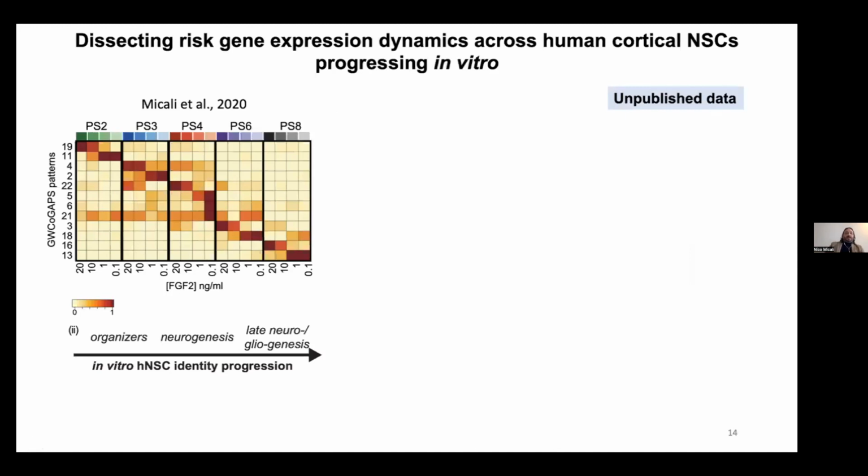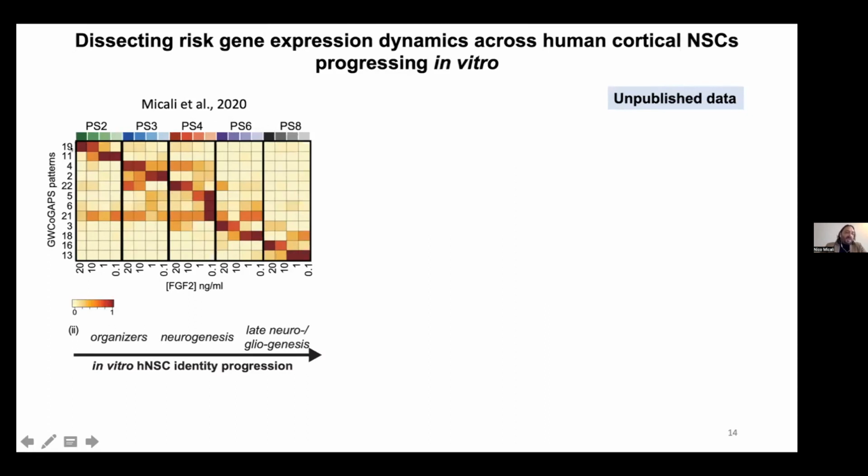Now, this new data is unpublished. This is the new work that Carlo was mentioning. We base this new data on the previously published data sets.